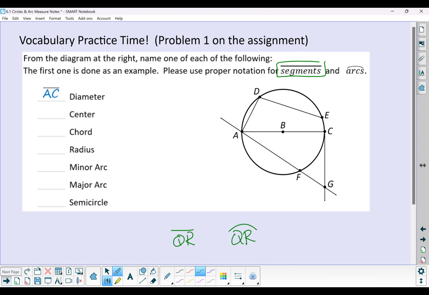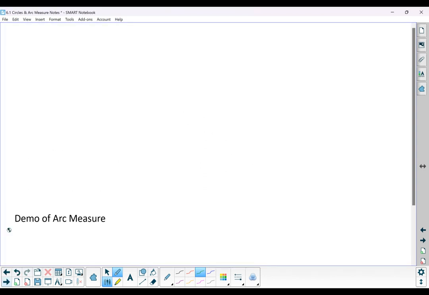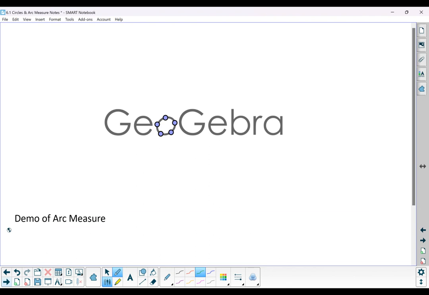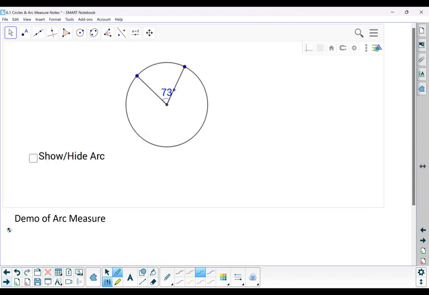So practice that up. Okay, so today our main focus is to talk about arc measure. Anytime we're going to be talking a lot about central angles. Central angles can range from very small, 0 degrees, 1 degree, 2 degrees. And the largest central angle that we could have would be 360, because 360 is all the way around the circle. And the central angle could be anything in between there.